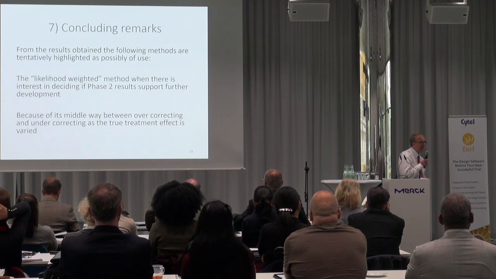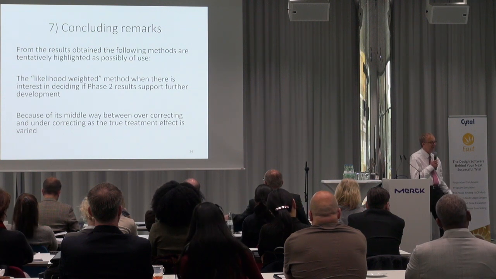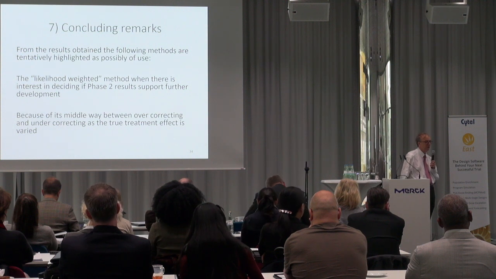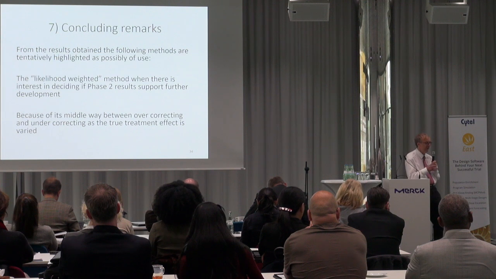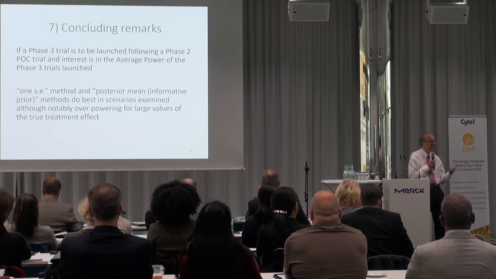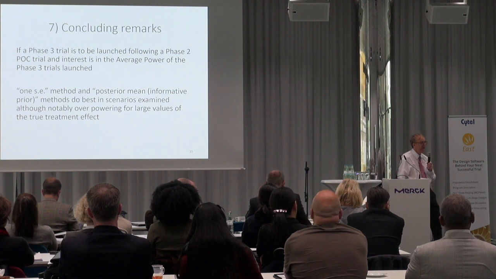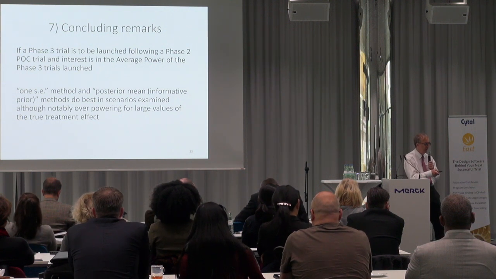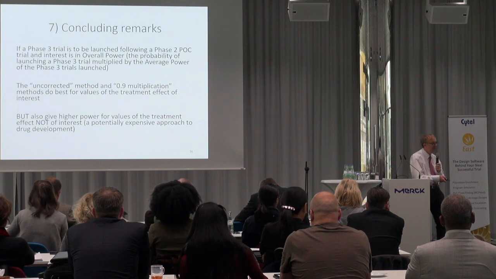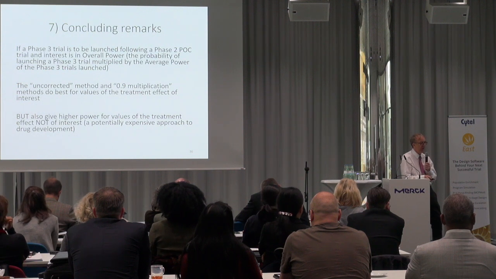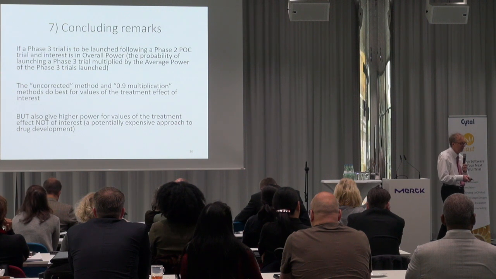Very tentative conclusions from this would be, if you're in the sort of situation here, maybe the likelihood weighted method is a way of evaluating results generally to think about further development, because it has a middle way between not adjusting and some of the more severe adjustments. On the other hand, if you're going to go into phase 3 immediately and you're concerned about power, then for average power, that 1:c method and the posterior mean for the particular prior we used here did well in keeping your power up for more moderate treatment values. It overpowers for big treatment effects. And I'm really not sure about overall power, so although uncorrected comes out best for that, I think the price may be too high to pay in terms of development costs to really go ahead with that.